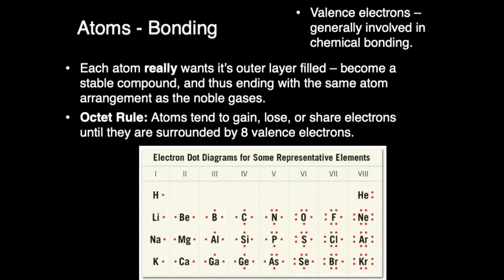So the atoms of naturally occurring elements are the basic building blocks of Earth's minerals. Most of these elements join with other elements to form chemical compounds. Basically, each atom really wants its outer shell filled in order to become a stable compound. When they get their shell filled, it ends up with the same atom arrangement as the noble gases, which you see in the last column, group number 8, of the periodic table. So those would be these guys over here: helium, neon, argon, and krypton.